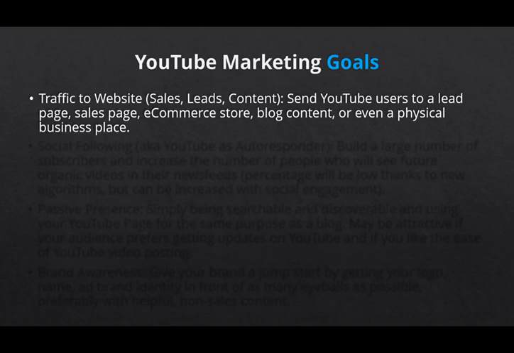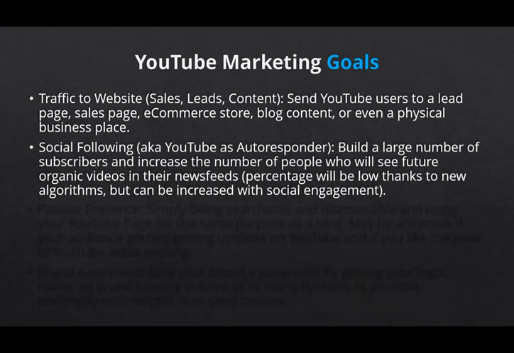Next up, there's social following, which we like to call YouTube as autoresponder. In this goal category, your aim is to build a large number of followers, and the reason we also refer to this as YouTube as autoresponder is because the main sought-after benefit here is to increase the number of people who will see your uploads in their feeds. In this sense, your YouTube posts become similar to sending out email broadcasts via your autoresponder.